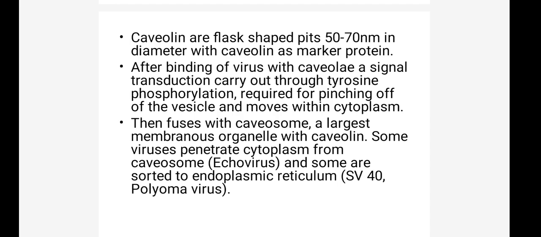Then caveolae are flask-shaped pits, 50 to 70 nanometers in diameter, and caveolin is the marker protein of these pits. After binding of the virus with the caveolae, signal transduction is carried out by tyrosine phosphorylation, which is required for the pinching off of the vesicle. Then it fuses with the caveosome, which is the largest membranous organelle with caveolin. Some viruses, like the echovirus, penetrate the cytoplasm from the caveosome, and some are sorted to the endoplasmic reticulum, like the SV40 virus.